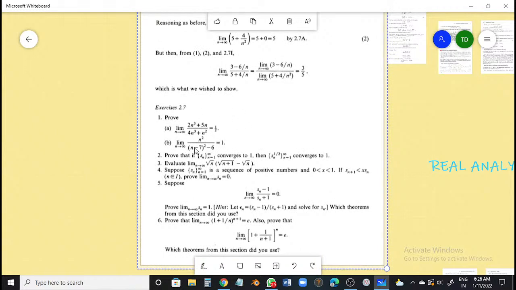Here in the first case, we observe it is 2n cube plus 5n. In the denominator we have 4n cube plus n square. So take n cube common, you will be left with 2 plus 5 upon n square. In the denominator, take n cube common, you are left with 4 plus 1 by n. So ultimately the thing will go to 2 by 4, meaning half. So I hope you can solve this. And going here also, it's quite simple.